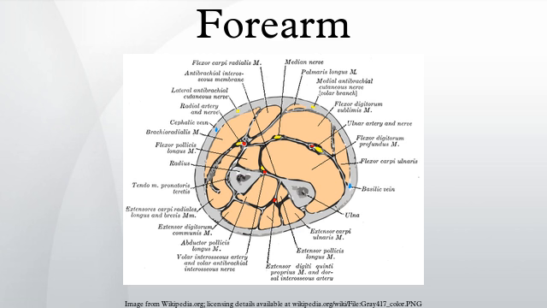Vessels. Brachial artery, radial recurrent artery, dorsal metacarpal artery, princeps pollicis artery. Ulnar artery, anterior ulnar recurrent artery and posterior ulnar recurrent artery, common interosseous artery, posterior interosseous artery, anterior interosseous artery.